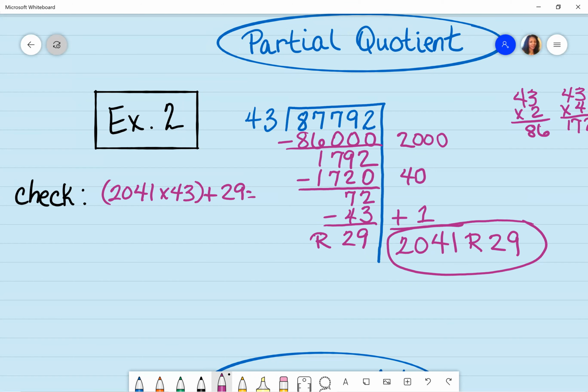It should equal the dividend. Which is what? I thought you were having me multiply all this out and add it? No, I'm going to do that in the calculator. Yes, it should equal the dividend. What is my dividend? The dividend is 87,792.